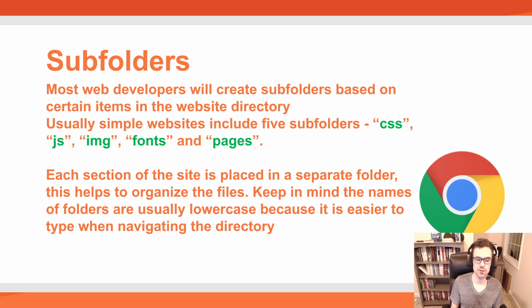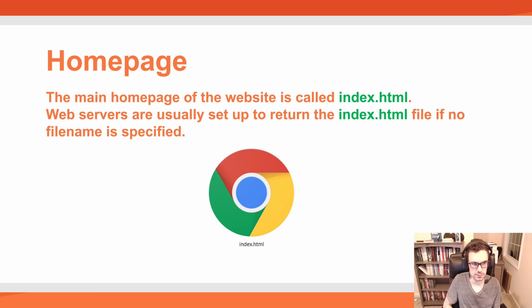Keep in mind the names of the folders, and files by the way, are usually lowercase because it is easier to type when navigating the directory. And you'll see that in a second when we do it. That being said, the home page, or the major file that connects everything together, that's kind of the hub, and it's inside the main root folder, is called index.html. Web servers are usually set up to return the index.html file if no file name is specified. So it's important that you name this file or the homepage of your website index.html.